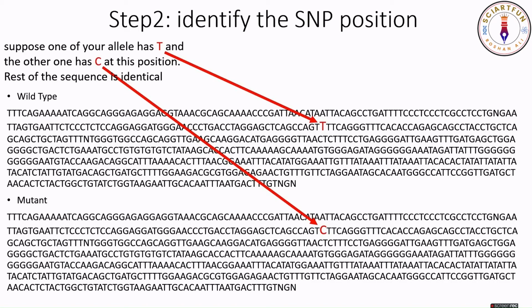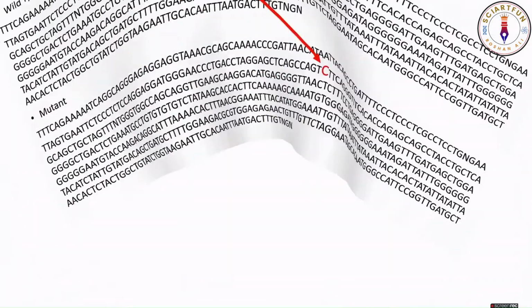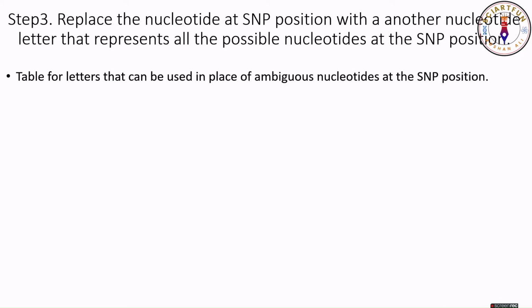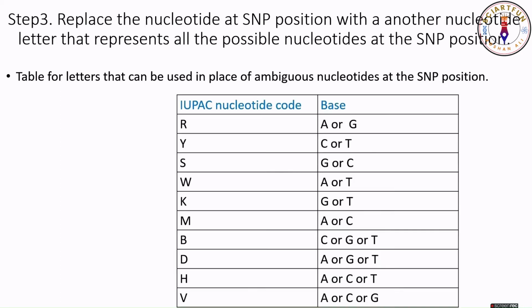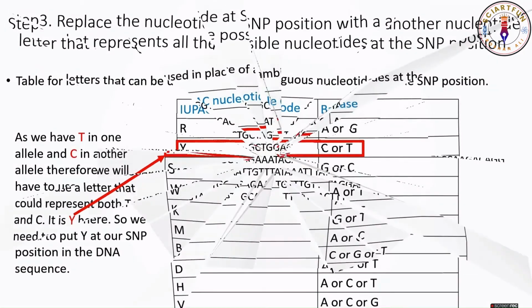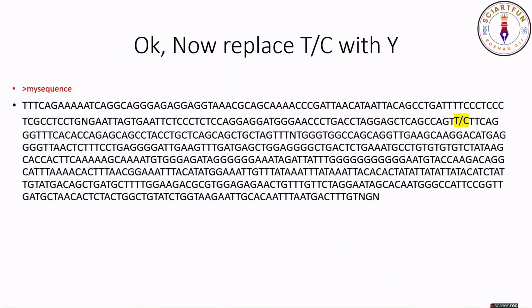After you locate and identify the nucleotides at the SNP position of all your alleles, replace them with a single letter that can represent all the nucleotides at the SNP position. This table contains all the letters that can show ambiguity among nucleotides. As we have T in one allele and C in another, we will have to replace them with Y in our sequence, as shown in the table. Okay, now replace T/C with Y.